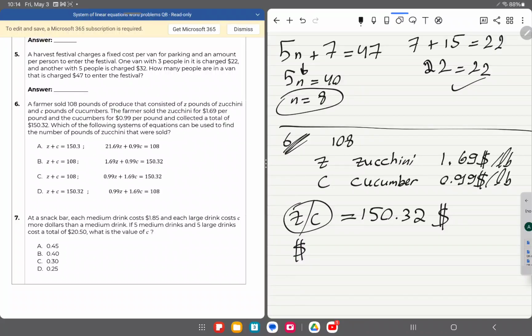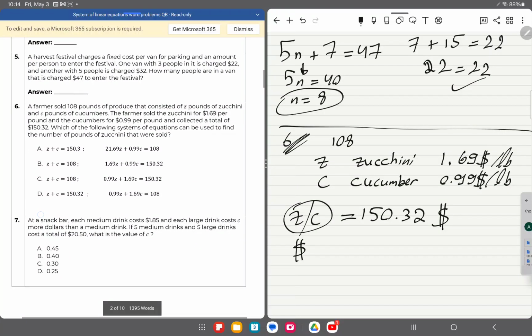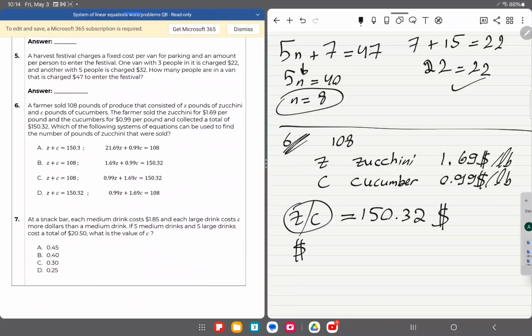So the dollars, what do I have for dollars? I have the number of zucchinis and the number of cucumbers. It's $1.69 per pound of zucchini, and per pound of cucumbers it's 0.99. So that's going to be the dollars. It's going to be equal to the dollar sign. So this is dollars, dollars, dollars.